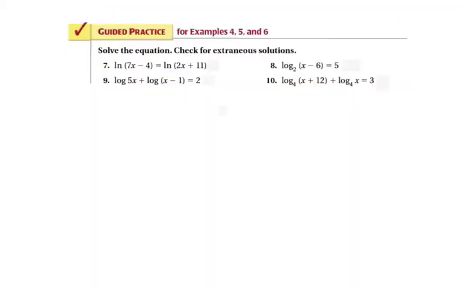So let's give you a try on number 9. Go ahead and pause the video. When you're ready to see a solution, you can press play again.